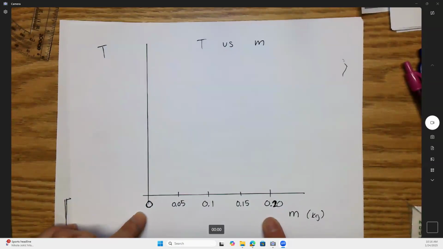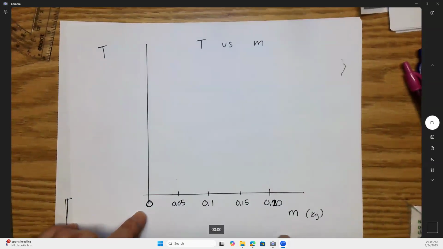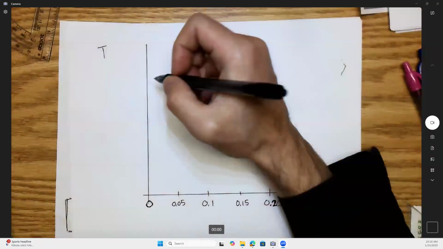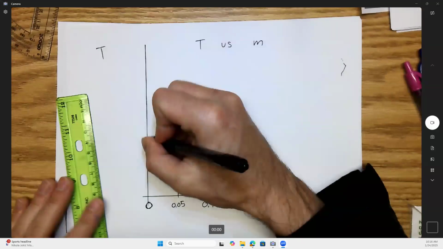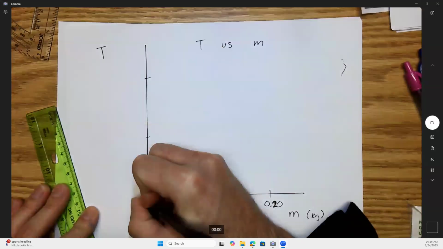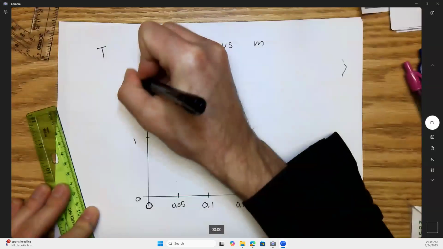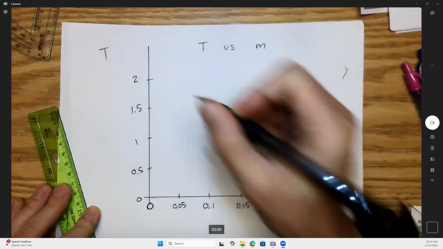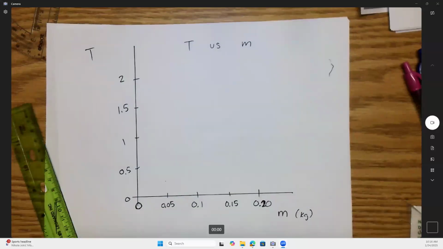All right. What was your longest time period? Our longest time period was 1.83 seconds. So go 0, 1, 2. There are some 0.5s here, 0.5, 1.5. All right. That should contain all the data points.